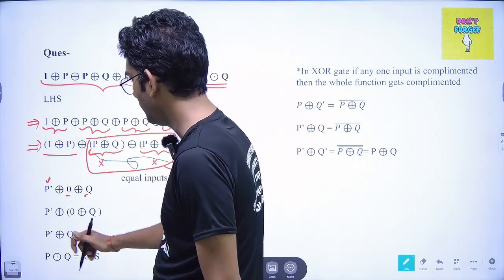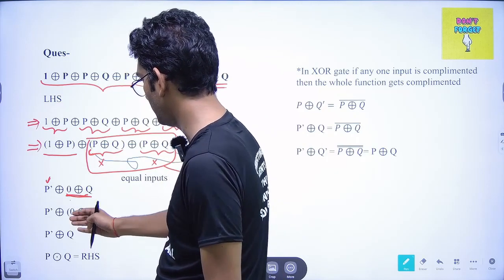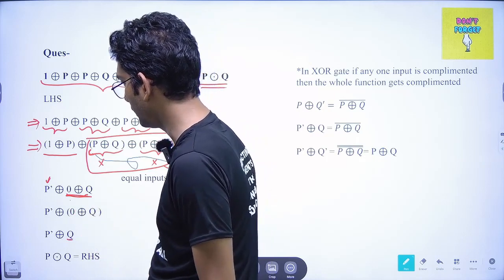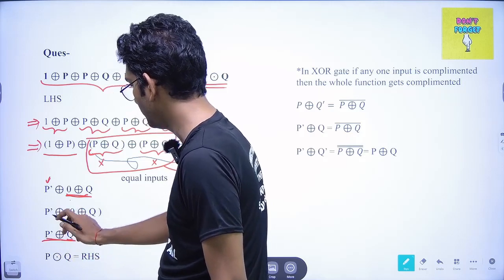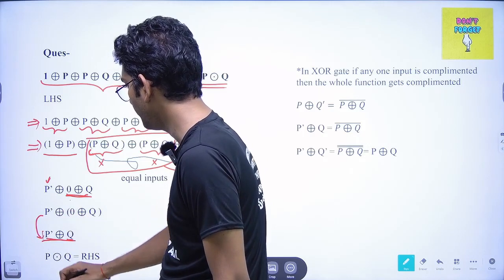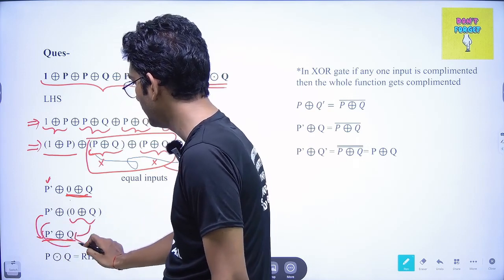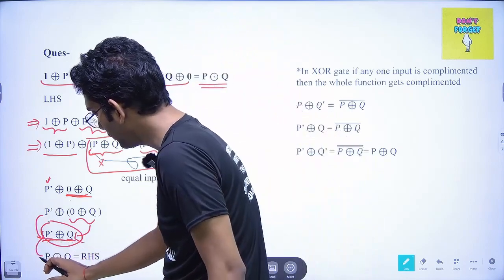Fine. Now we have done the pairing of this. So Q XORed with 0 XORed with Q, what will we get? We will get Q here. So this remains here, only P bar, P complement, and the output of this is Q. So this is the final left hand side. Now when we solve this further, we would get this thing.